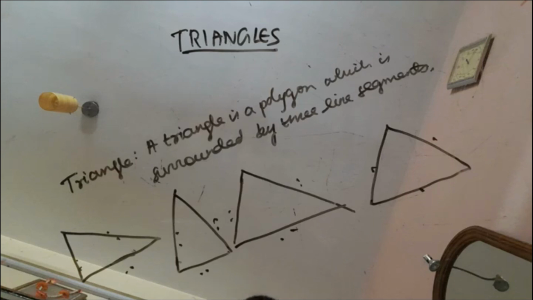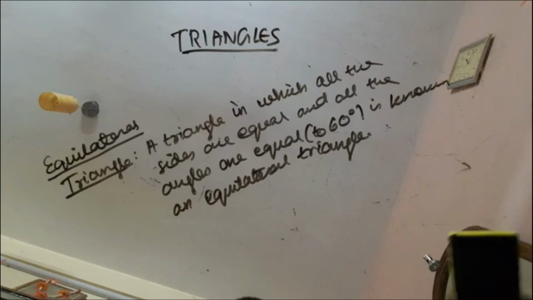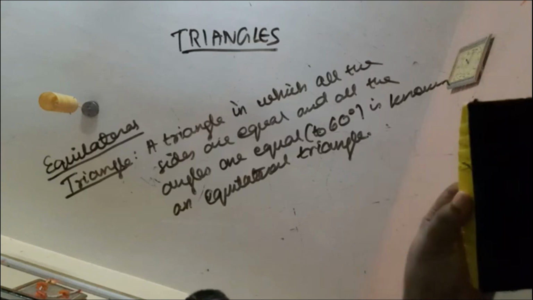So now we are going to study what is an equilateral triangle. An equilateral triangle is a triangle in which all the sides are equal and all the angles are equal to 60 degrees. So basically this is the definition of an equilateral triangle. A triangle in which all the sides are equal and all the angles are equal to 60 degrees is known as an equilateral triangle. So all the equilateral triangles in the world have the same shape. How? Let me tell you.